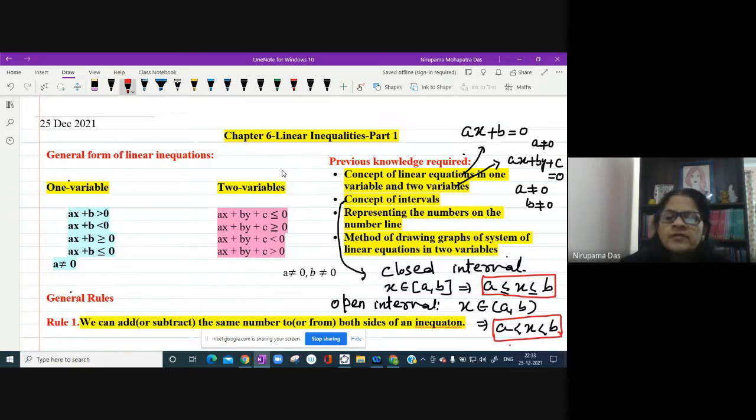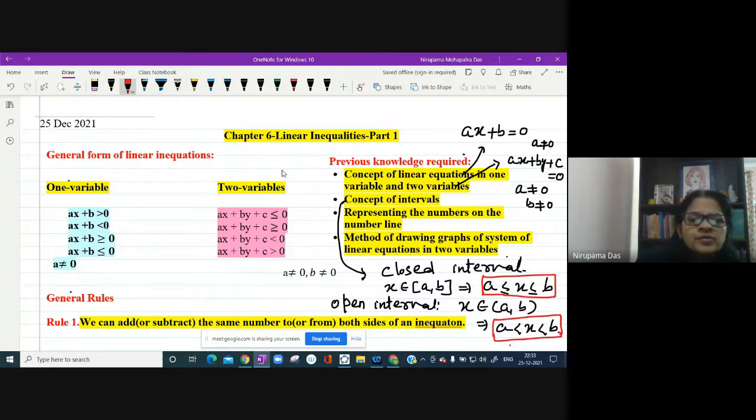Next thing we should know is representing numbers on the number line. That also you already have studied in junior classes, how to represent numbers on the real number line. Number line means here we talk about the real number line, I mean, number line for real numbers. And next, the method of drawing graphs of a system of linear equations in two variables. That also you already have studied. So with these concepts in hand, we can proceed to the new topic.